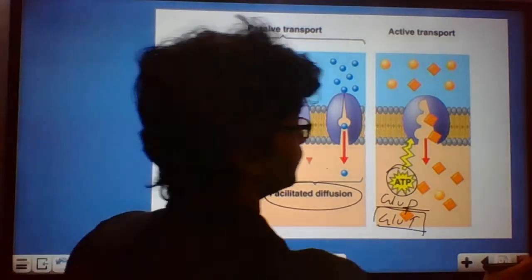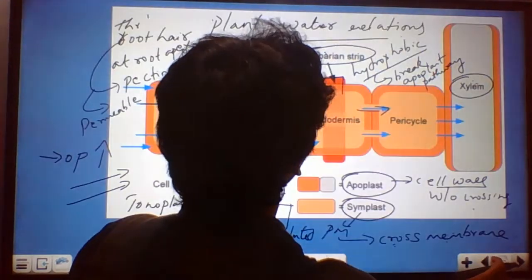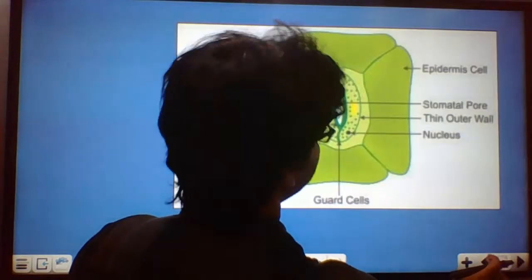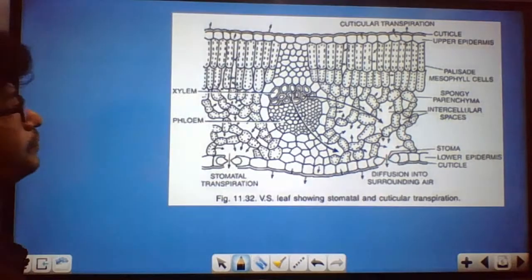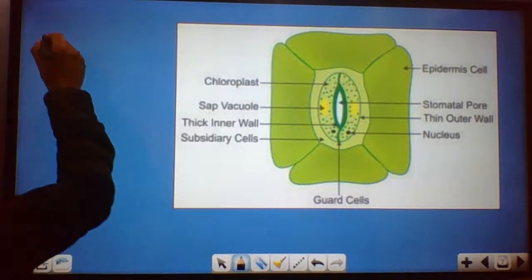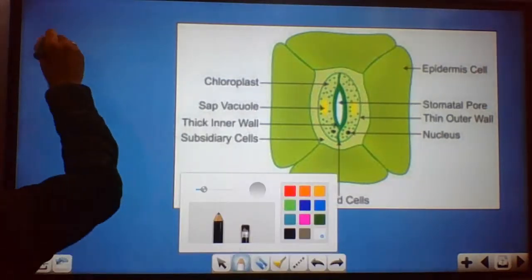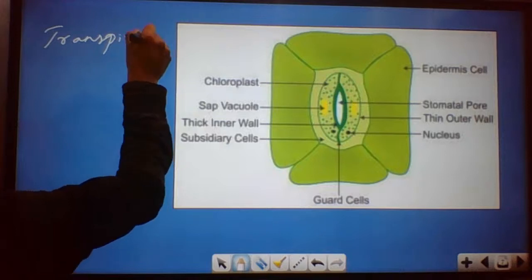Fine, guys. So we're done with hypotonic and hypertonic. So next we move on to transpiration. Coming to the transpiration, here we go. So we'll start with the transpiration now, the stomata. Fine. So transpiration is concerned.